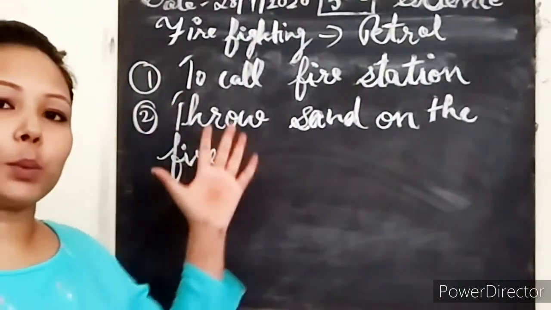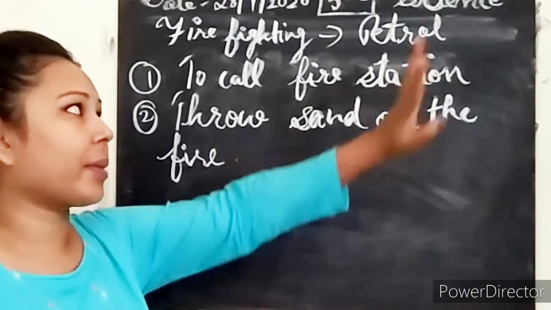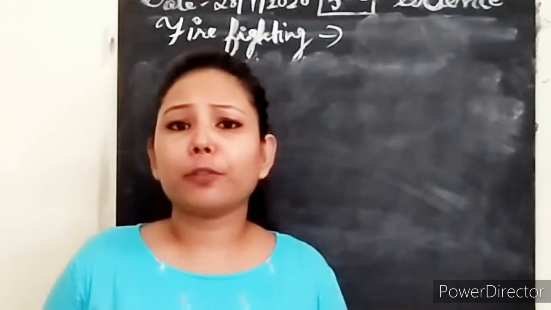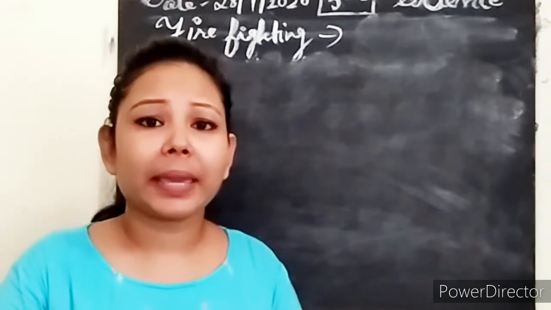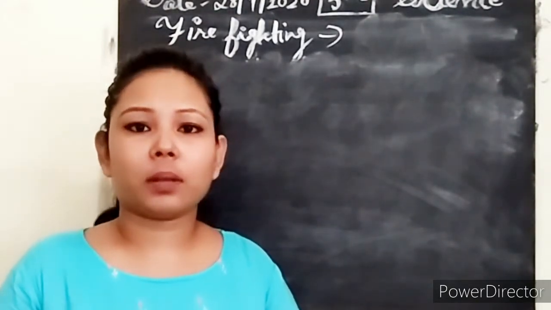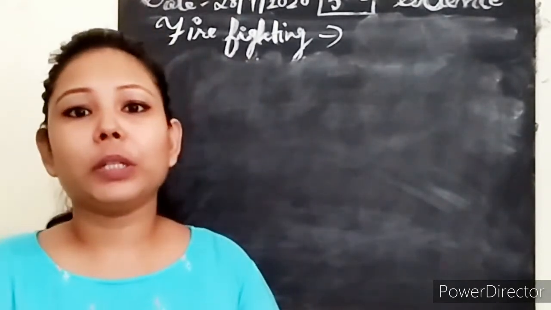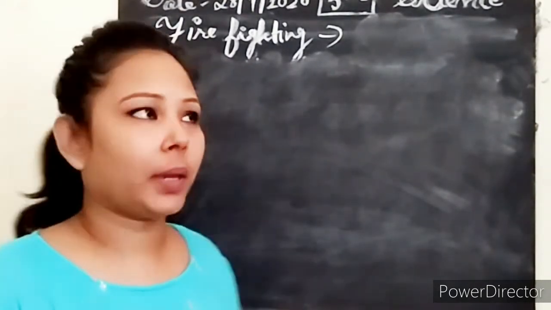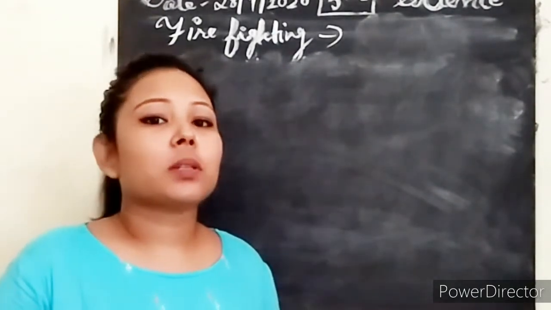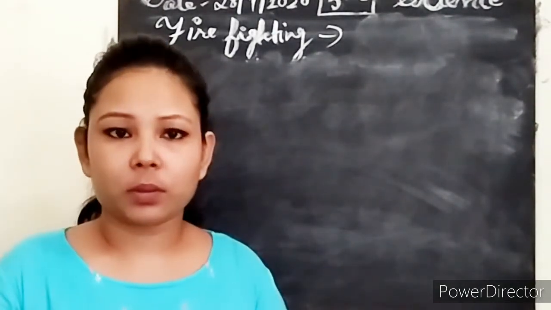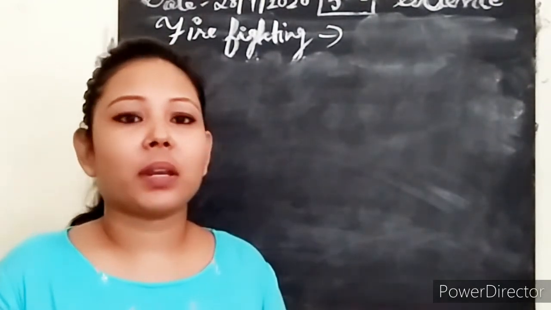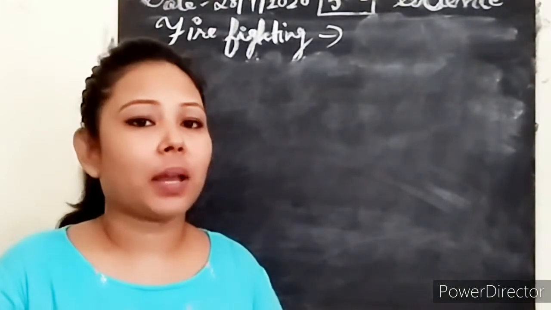So these are the two things that you need to do in the case of fire caused by petrol. What would happen if a person gets burnt in the fire? What are the things that you need to do with that patient? The first thing, make the patient stop running around. It shouldn't be done, because running around can just fan the flame.